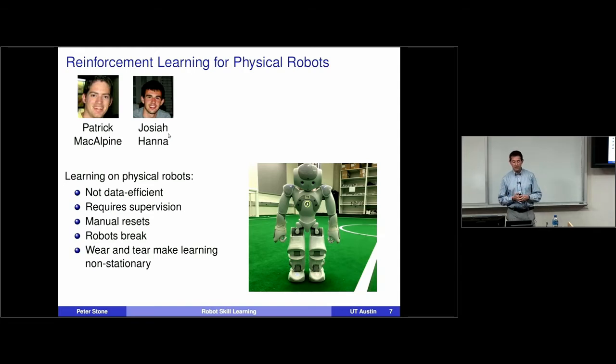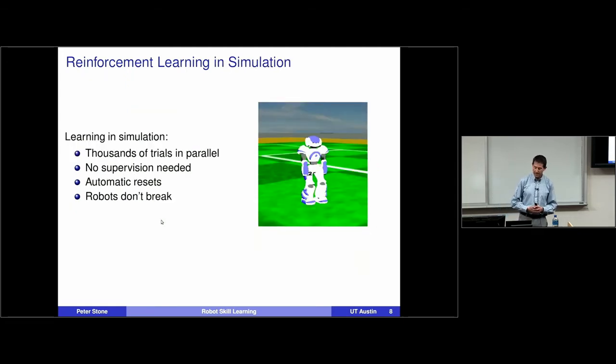The problem is that learning on physical robots, like this one, is not very data efficient with the reinforcement learning methods we have, to do all the learning on this type of robot. Plus, it requires supervision. If you want this robot to learn how to walk, while it's learning, it's going to fall over a lot. So you're going to have to manually put it back in place. The robot's going to break. There's going to be wear and tear, which makes the problem itself non-stationary.